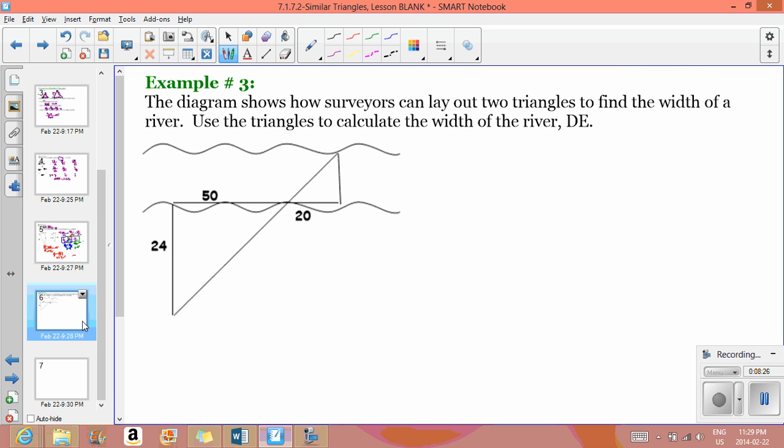So next, what you're going to have to do in this word problem here is actually determine the width of the river. So this is what you're going to bring to class on Monday, and I'm going to be checking this, and we'll be going over some other questions on how to solve similar triangles. See you then.